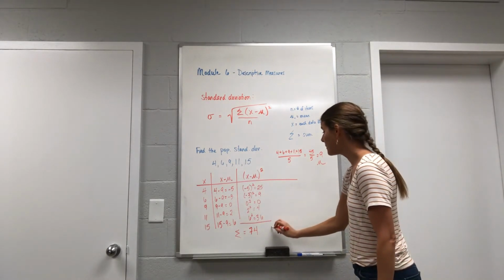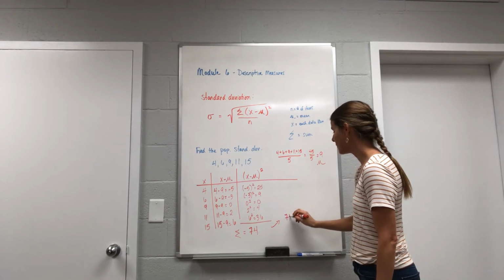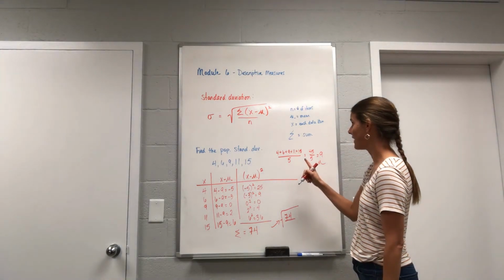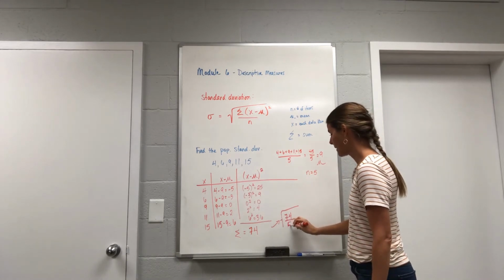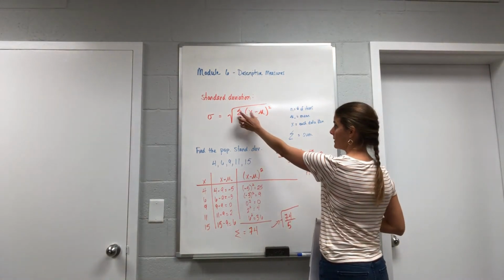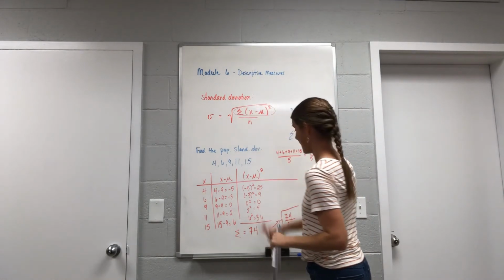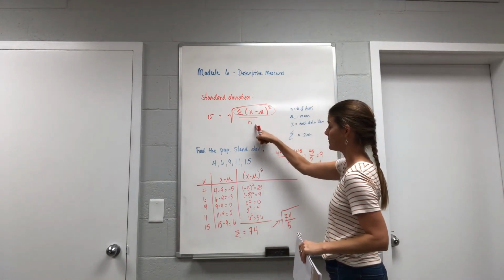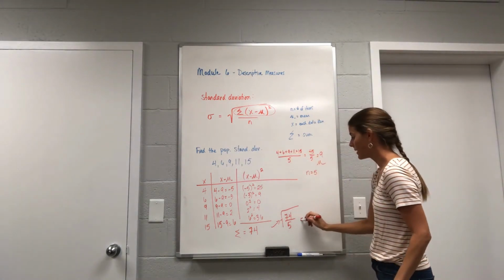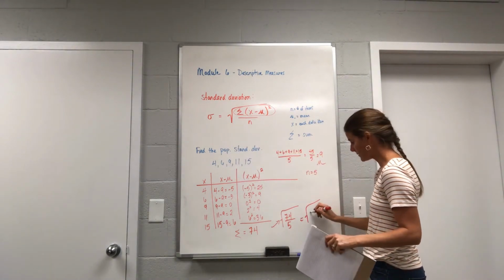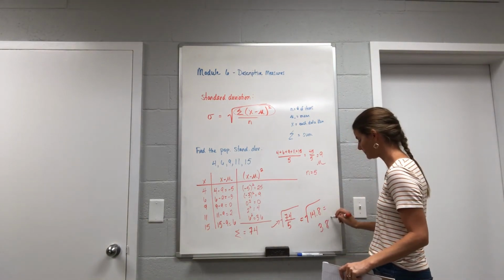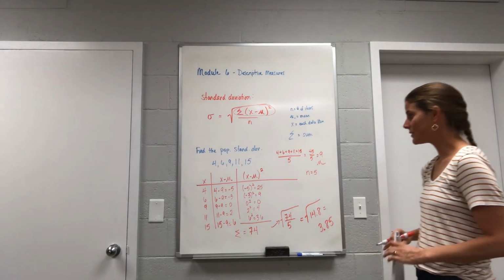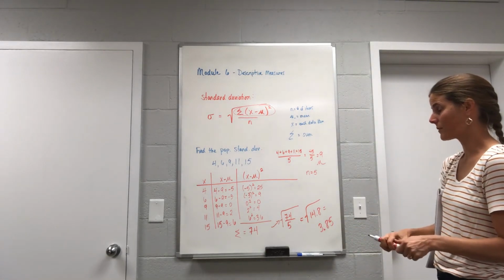From there, we take the square root of 74 over n. N is 5 in this case, the number of data items. If you go back up to this formula, this portion here is what I found right here. So that's 74 divided by 5, and then I'm taking the square root of that. 74 divided by 5 is 14.8, and if you take that square root in your calculator, you'll get 3.85. So that is the standard deviation for this particular problem.